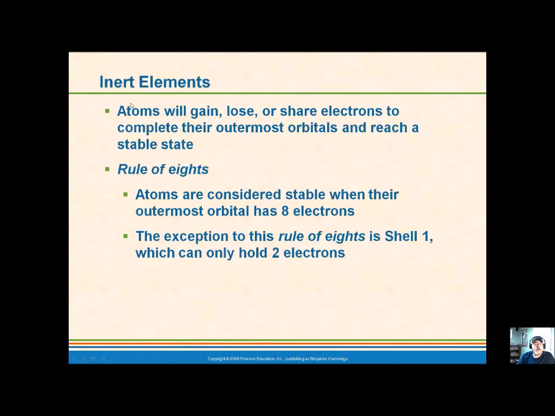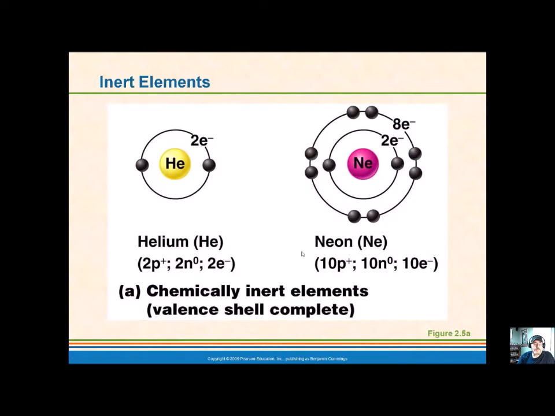Atoms will gain or lose or share electrons so that they can have the stable amount, and that's called the rule of 8s. Atoms are considered stable when their outermost orbital has 8 electrons. There are some exceptions to this rule. That is, shell 1 only requires 2 electrons.